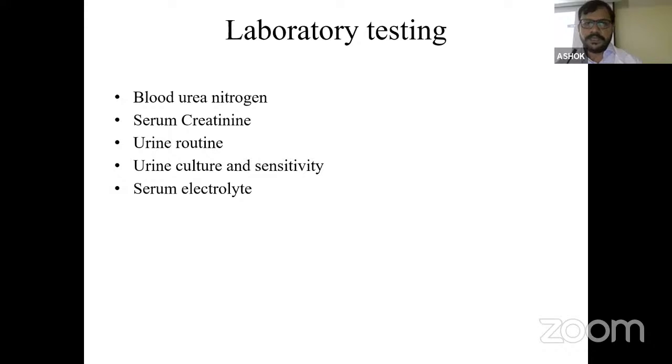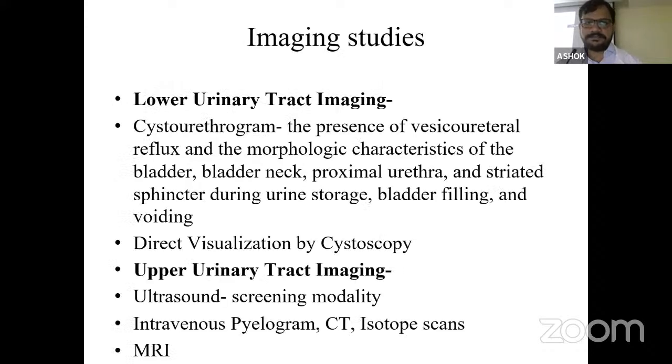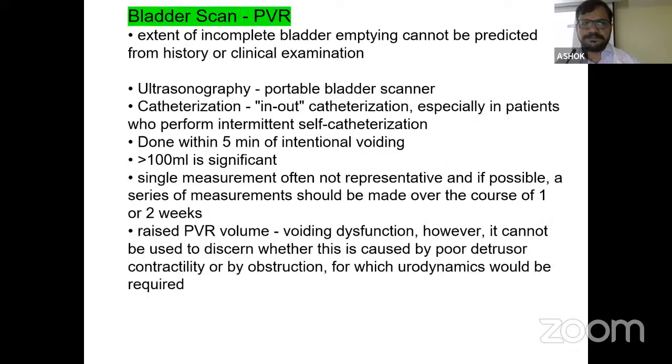any urge associated. Laboratory testing: blood urea nitrogen, serum creatinine, urine routine, urine culture and sensitivity, serum electrolytes. Imaging studies: lower urinary tract imaging, cystourethrogram and direct visualization by cystoscopy. Upper urinary tract imaging: ultrasound, IVP, CT, MRI of spine, and isotope scan.